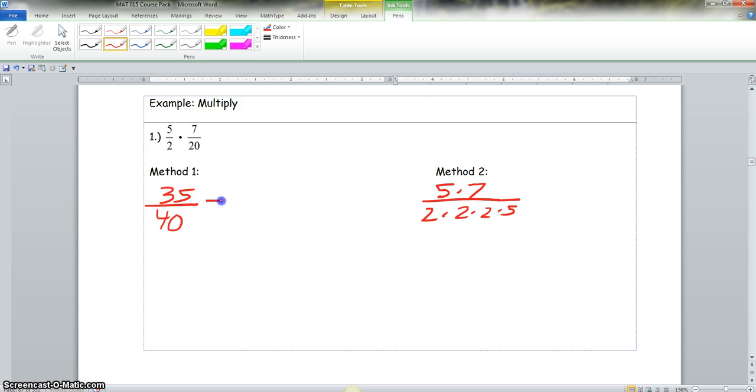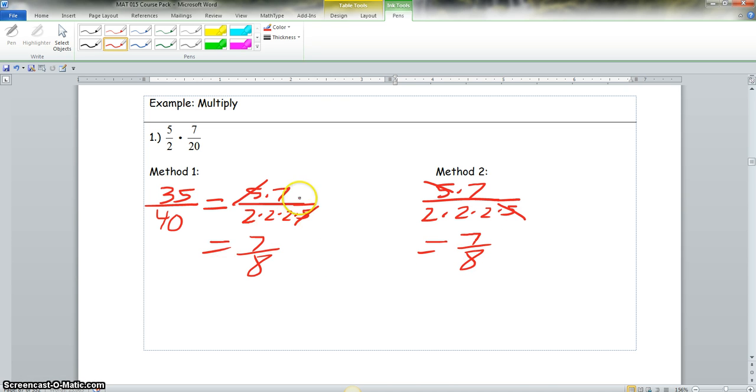Now, our next step here for method 1 is we need to do the prime factorization. We have 5 times 7, and in our denominator we have 3 2's and a 5, because we know the prime factorization of 40 is this here. We have one set of 5's that we can simplify out, and we'll be left with 7 over 8. Same thing here. One set of 5's simplify out, and we'll be left with 7 over 8. So whichever method you choose, it works.